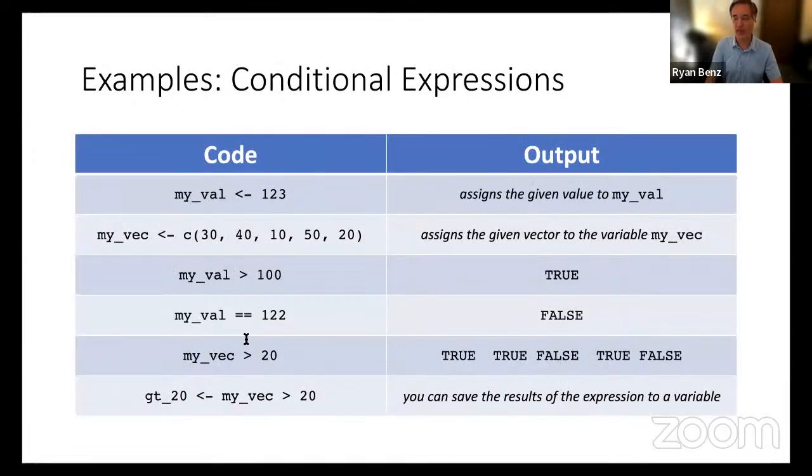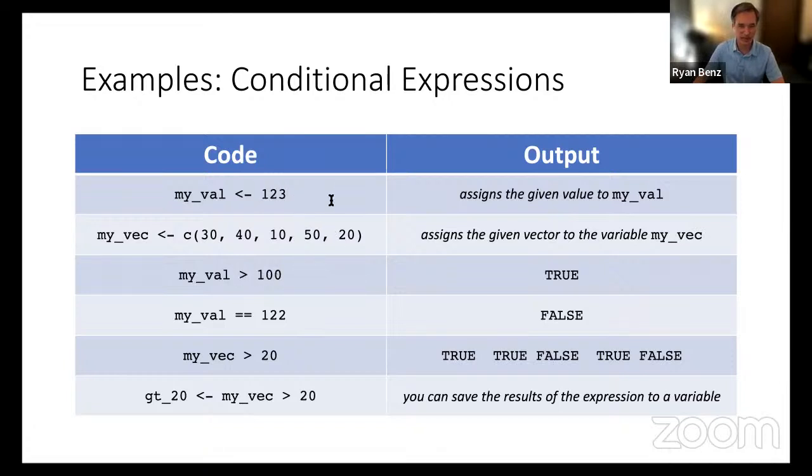Here are some examples of working with conditional expressions. Imagine we have a value here, it's 123, and we have a vector which has these values here. We can ask the question, is my value greater than 100?